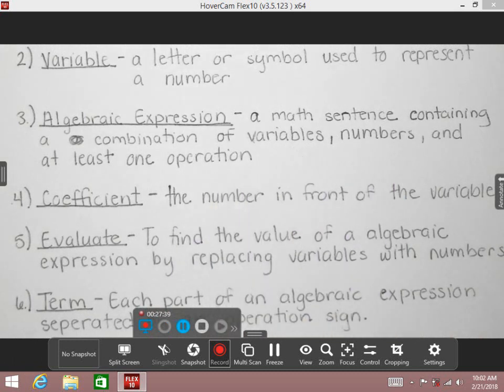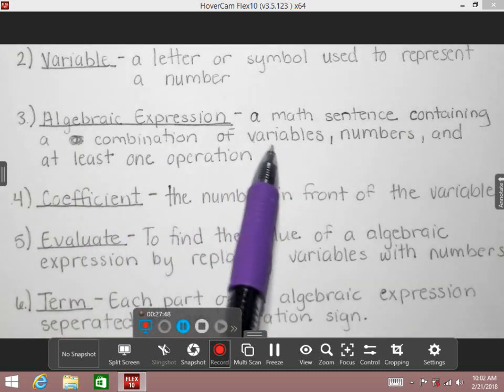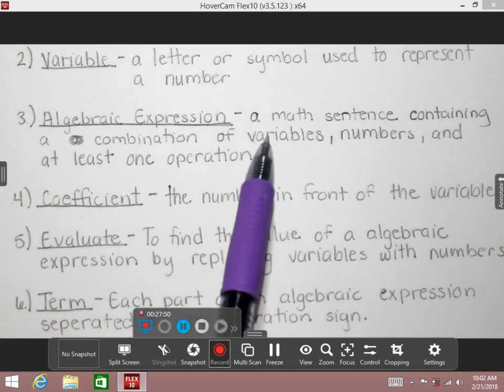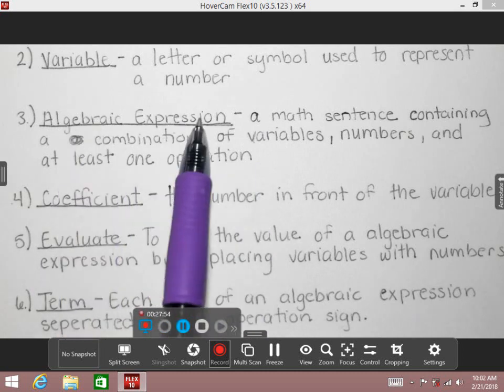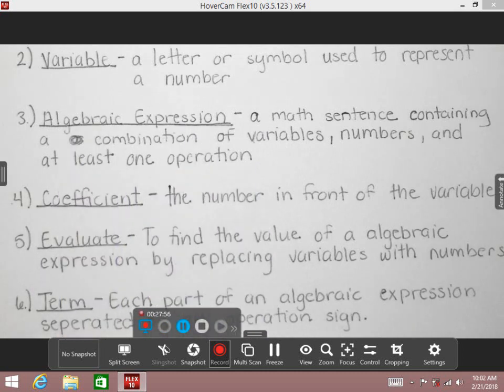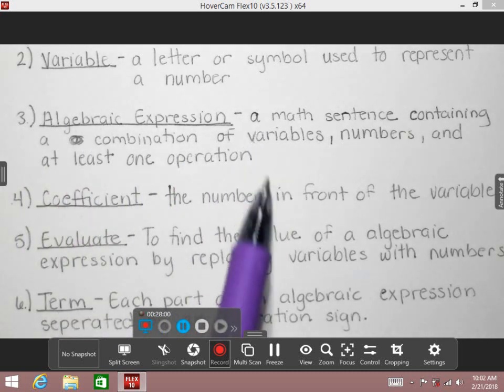So, for example, if I had the math sentence 2 plus 7, 2 plus 7 is a math sentence, but it's not algebraic because it does not contain a variable. In fact, 2 plus 7 would be called a numeric expression because it just has numbers. Algebraic comes in when we bring in those variables as well as our numbers and operations.